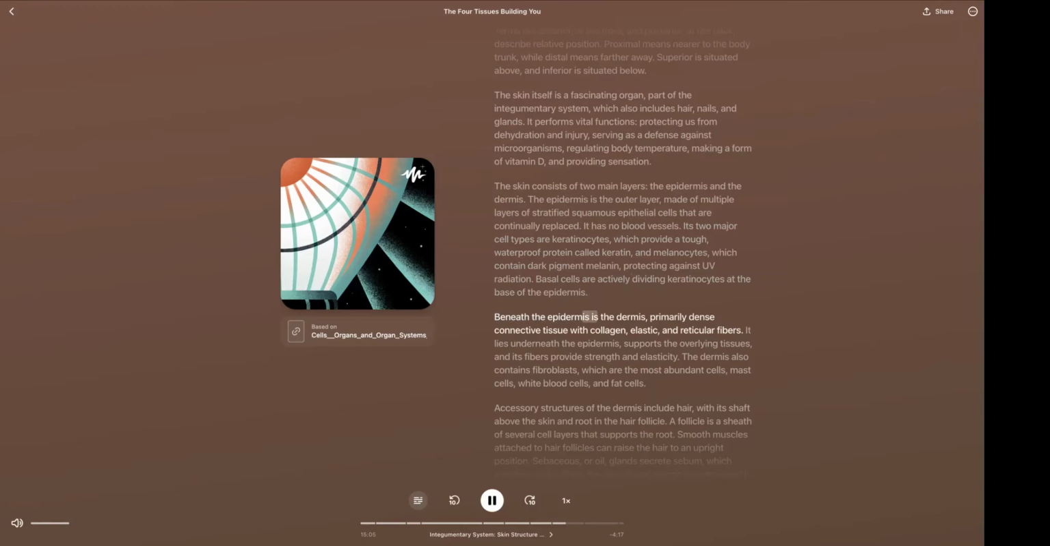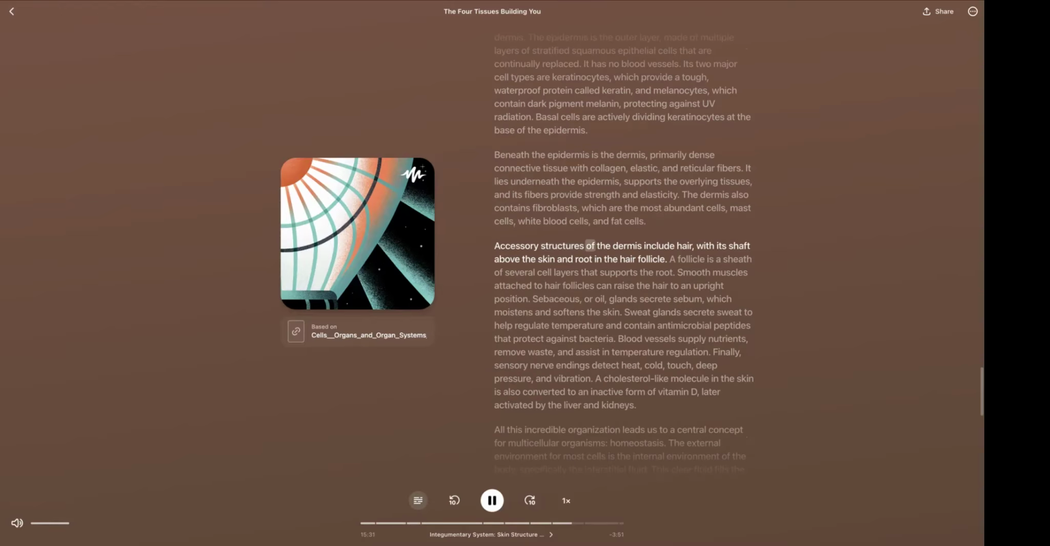Beneath the epidermis is the dermis, primarily dense connective tissue with collagen, elastic, and reticular fibers. It lies underneath the epidermis, supports the overlying tissues, and its fibers provide strength and elasticity. The dermis also contains fibroblasts, which are the most abundant cells, mast cells, white blood cells, and fat cells.